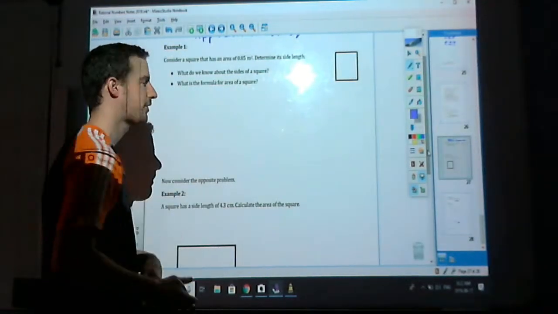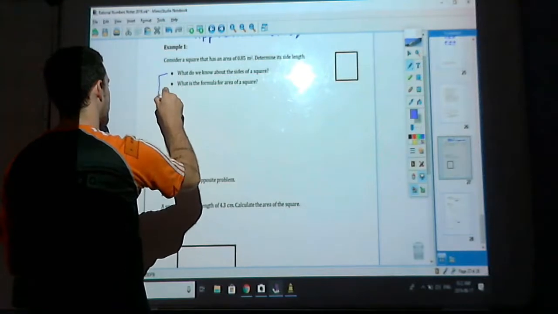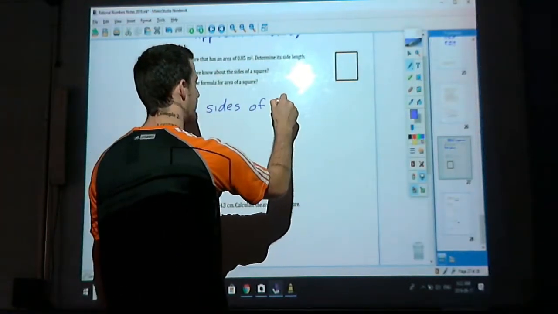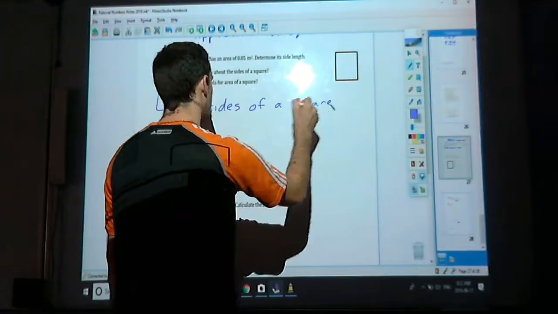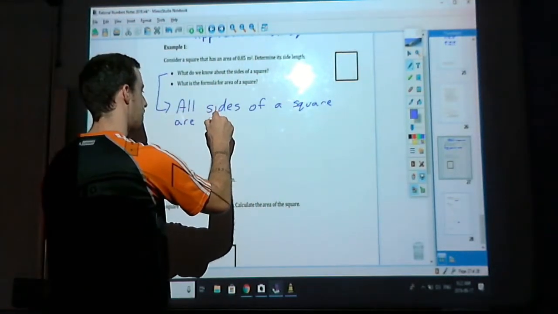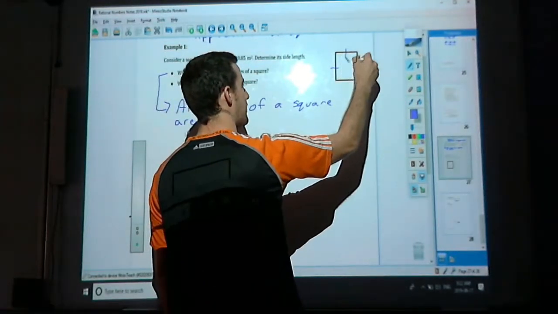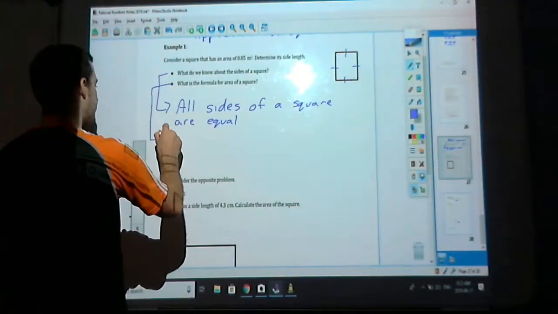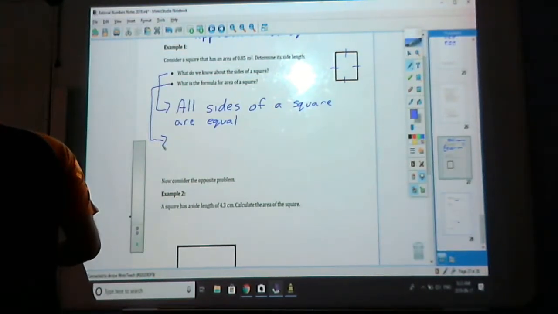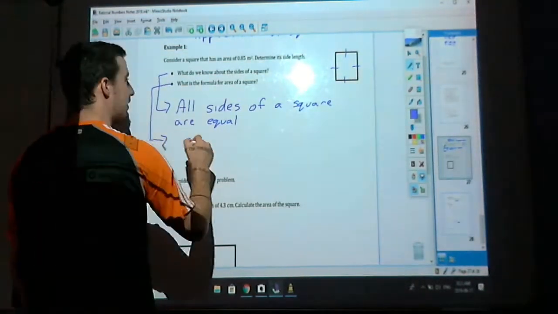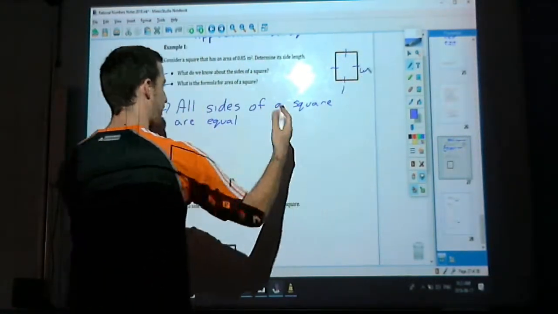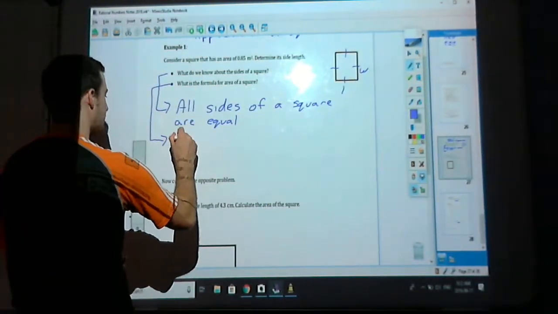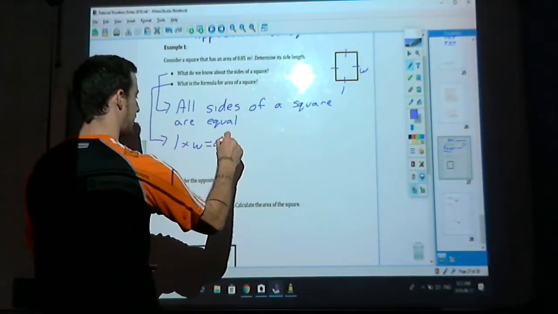So what do we know about the sides of a square? Well, we know that all sides of a square are equal. So this side is the same as this, is the same as this, the same as this. So we always have all sides equal. And then, what is the formula for the area of a square? Well, usually we go length times width, or width times length, or base times height. Some form where basically we're multiplying the two sides. I usually go length times width equals area.